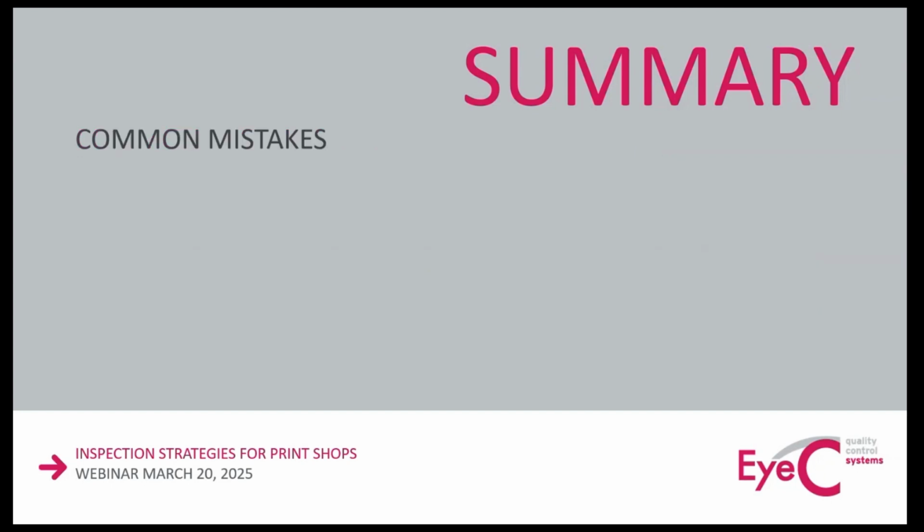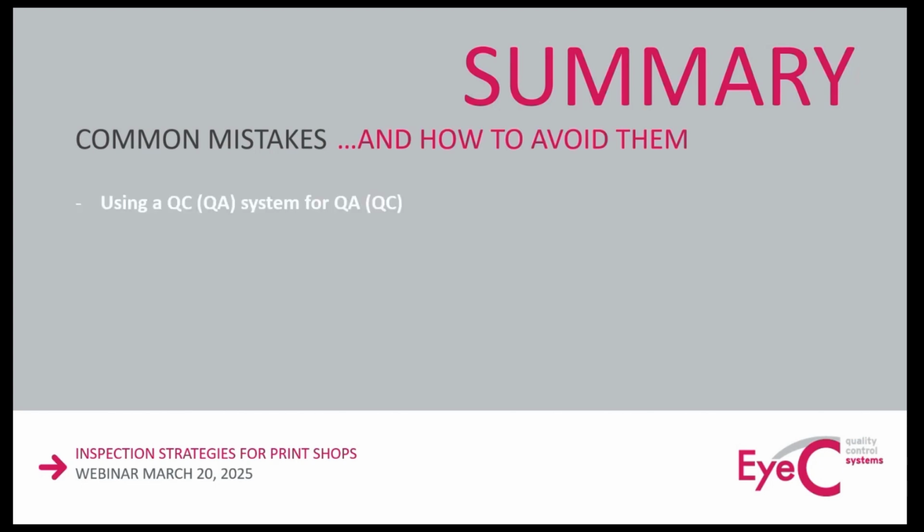Common mistakes and how to avoid them. A common mistake is to use a quality control system for QA and vice versa. If you see a system in this presentation that has a bunch of question marks on QA, don't use it for QA. Same the other way around. The way to avoid this is a simple piece of wisdom: do not ask a system to do something it just can't.